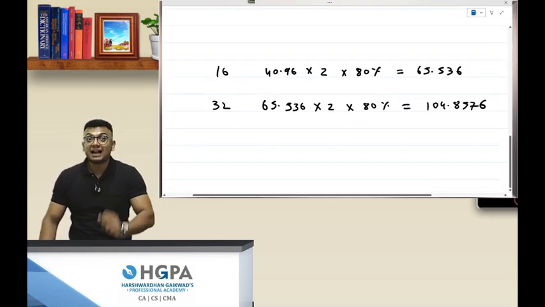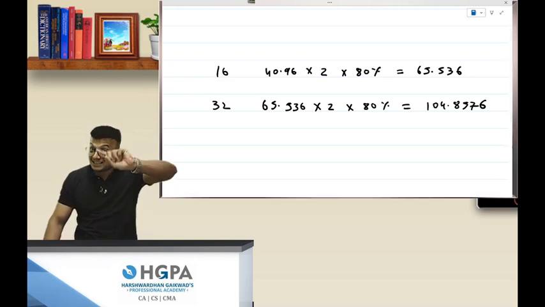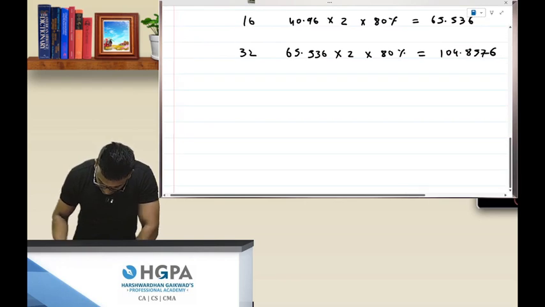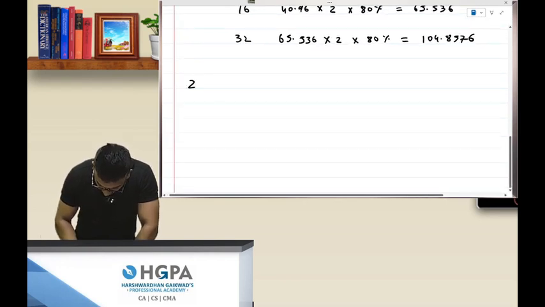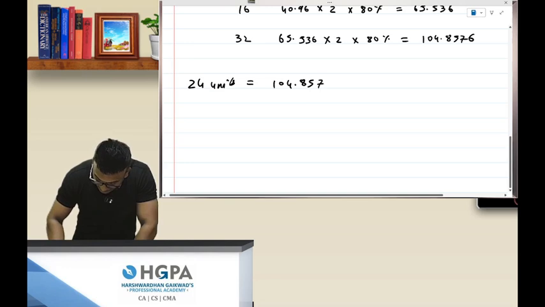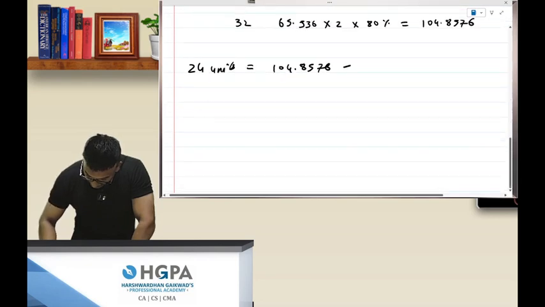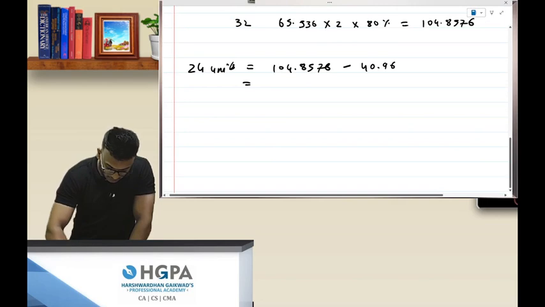104.8576 hours. What is the difference? That is the repeat order for 24 units. So can I say one thing? For 24 units, how much is the time taken? 104.8576 minus 40.96. Oh my god, what is the answer?